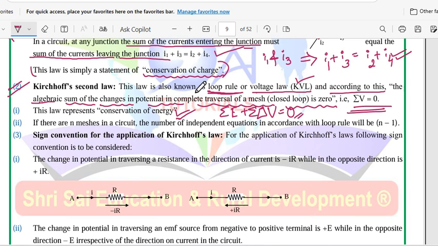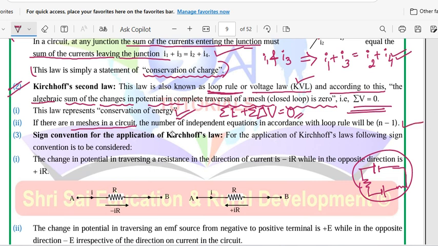If there are n meshes in a circuit, each consisting of a cell or an EMF or resistors, like this. A mesh means a circuit having different kinds of elements. If suppose there are n meshes in a circuit, the number of independent equations in accordance with the loop rule will be n minus 1.